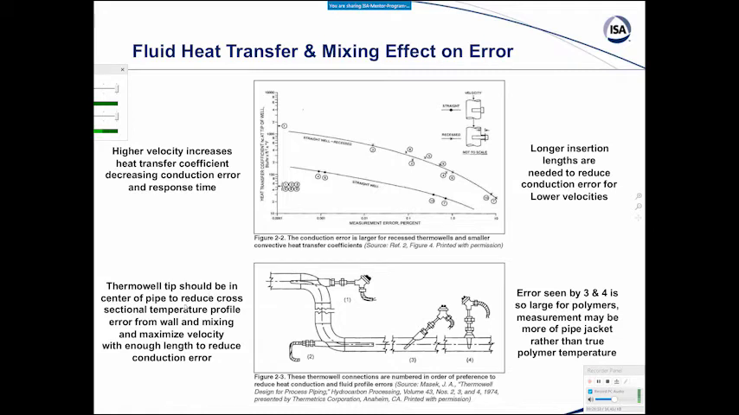The thermal well tip should be in the center of the pipeline, to reduce cross-sectional temperature profile errors from the wall and due to poor mixing, and to maximize the velocity, which is usually greatest near the center of the pipeline, with enough length to reduce the conduction error. You can achieve that in an elbow, even for a small diameter pipeline. So here we show that this is the best choice.